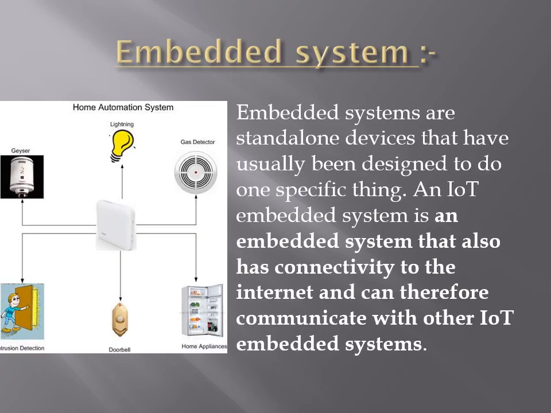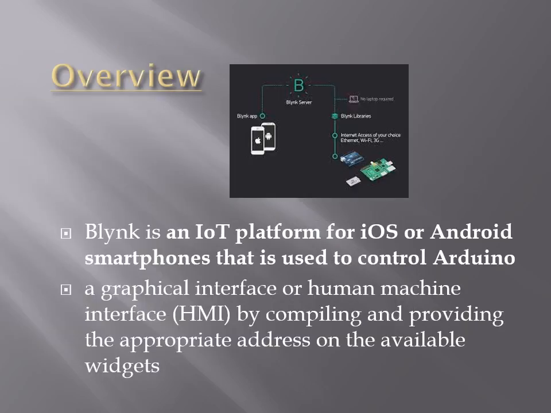And next, coming to the embedded system. Embedded systems are standalone devices that have usually been designed to do one specific thing. An IoT embedded system is an embedded system that also has connectivity to the internet and therefore can communicate with other IoT embedded systems. And overview. Blynk is an IoT platform for iOS or Android smartphones that is used to control Arduino, with a graphical interface or human machine interface, by completing and providing the appropriate address on the available widget.